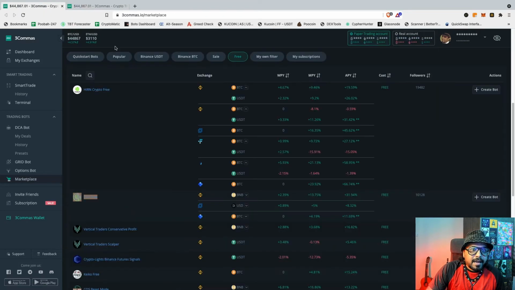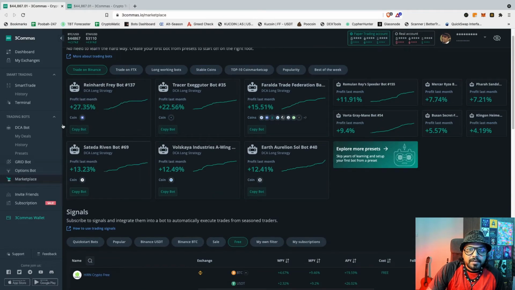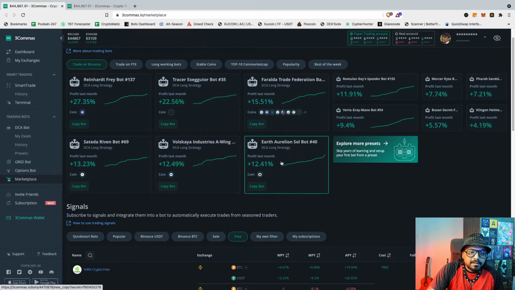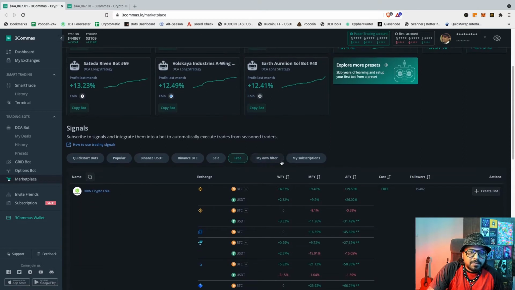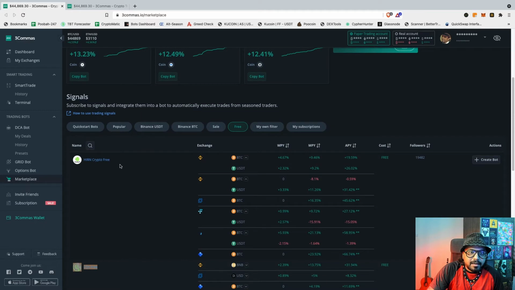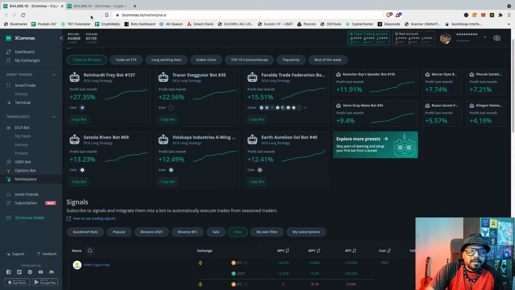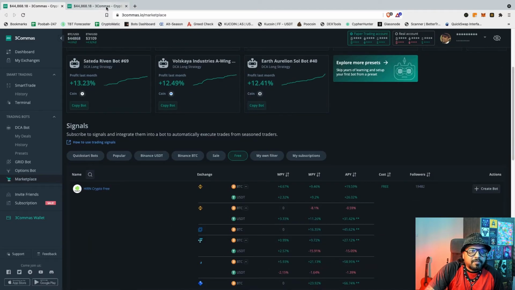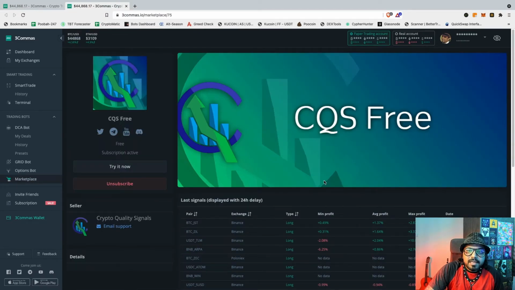Mind you, I'm not looking at any of these free bots which are available on 3commas. I have my reasons. I prefer to go with the ones listed here in the marketplace, the free ones and the paid ones, because they are more reliable, I'd say. But you can always play around with these as well. But I wouldn't. Anyways, CQS Free.